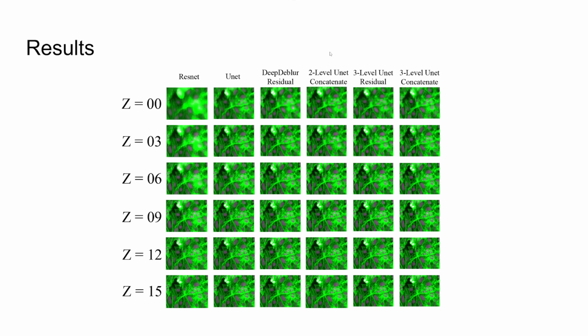And here's the result comparing the output pictures between Deep Deblur and 2 levels of UNet concatenate. You can see that at a more blurry level of the input picture, the 3-level UNet concatenate converges faster than the 2-level UNet concatenate.